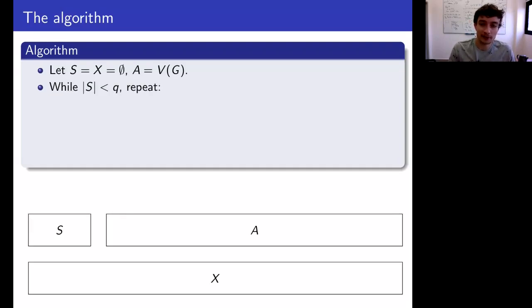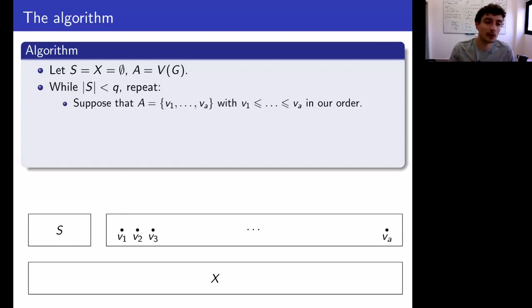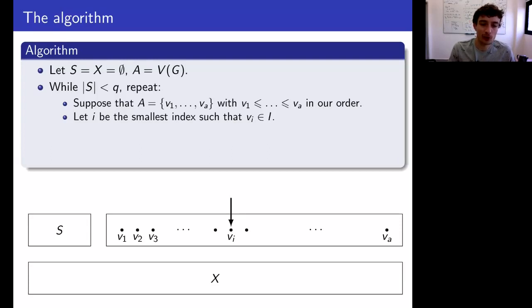Suppose that we selected still fewer than Q vertices. Now, then we do the following. We order the vertices of A as V1 up to V_A in the max degree order. V1 has the largest degree, and then V2 has the largest degree in what remains, and so on. Then we inspect our set I, and looking at the vertices of A, V1, V2, and so on, we find the smallest index i for which Vi is an element of our independent set.